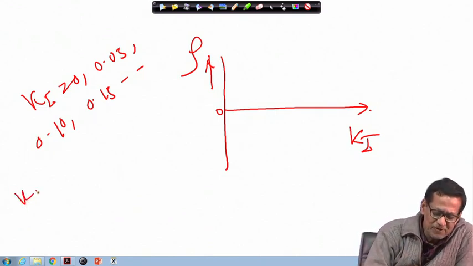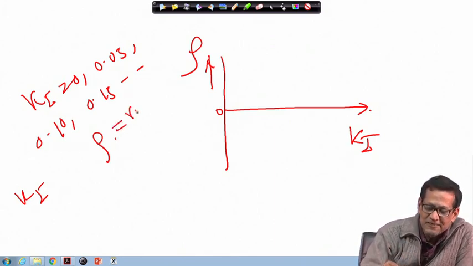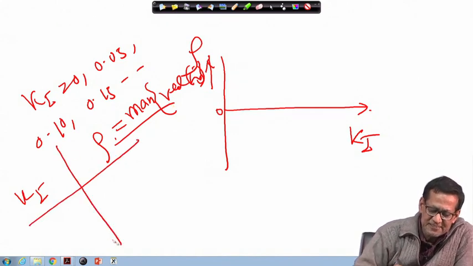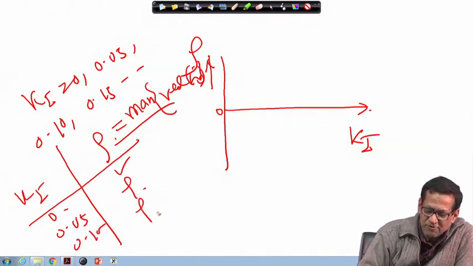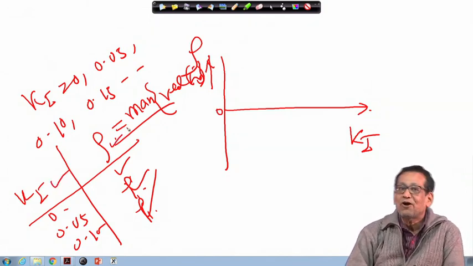That means this will be your k I and this will be your rho, and rho will be, as I told you, the maximum of the real part of lambda i. So this is k I, this is rho: for 0 find rho, then for 0.05 find rho, for 0.10 find rho, right. All these values you find for rho, and after that you plot it.